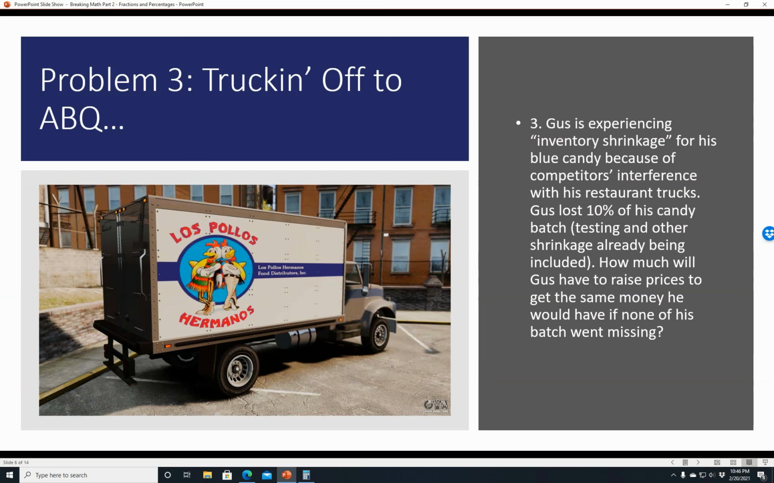Problem 3, trucking off to Albuquerque. ABQ is the 3-digit code for Albuquerque Airport.